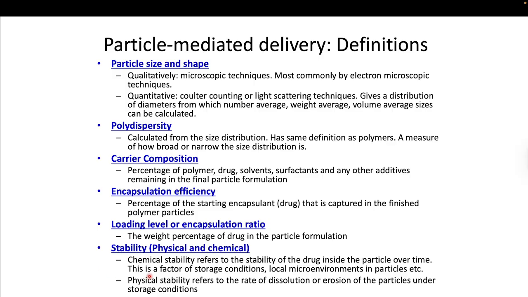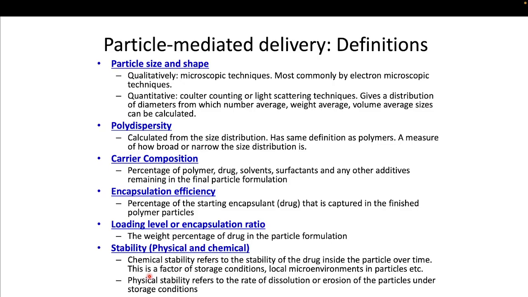So chemical stability refers to the stability of the drug inside the particle over time, right? What it means is, it's not like you are going to make these micro and nanoparticles and immediately use it on a patient, right? You don't know when the demand would come for your drug delivery system. So you make these particles and you keep them in storage for a while, until it is asked for. So in that storage, your drug should always be active. It's not like you have stored your particles for 1 year and after 1 year your drug will stop working. Your drug has to be active. So that is what is meant by chemical stability.